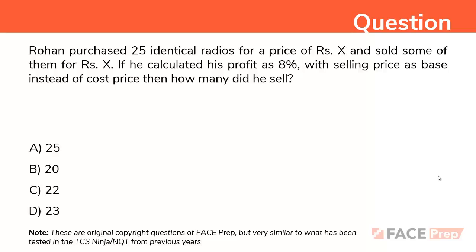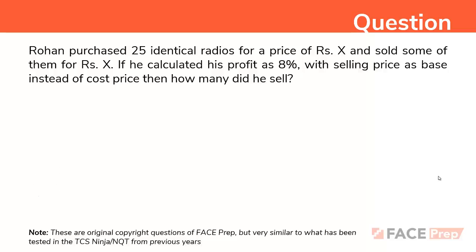This question is pretty much similar to the question that was asked in the 2020 TCS Ninja exam. So let us solve this question. This topic belongs to, as you can see, profit and loss, and the only thing being asked is how many items or how many radios he has sold, if he earned a profit of 8% while he calculated his profit keeping selling price as base. Okay, so this is a pretty simple question.